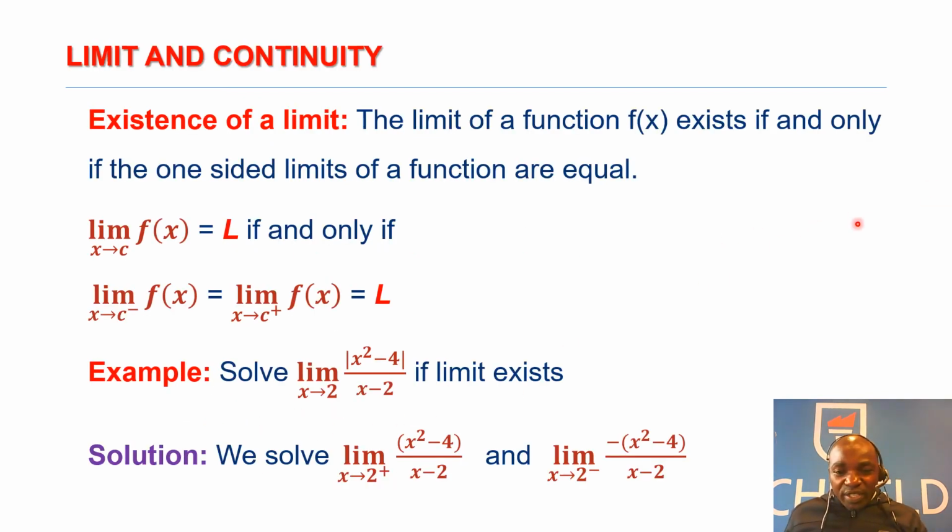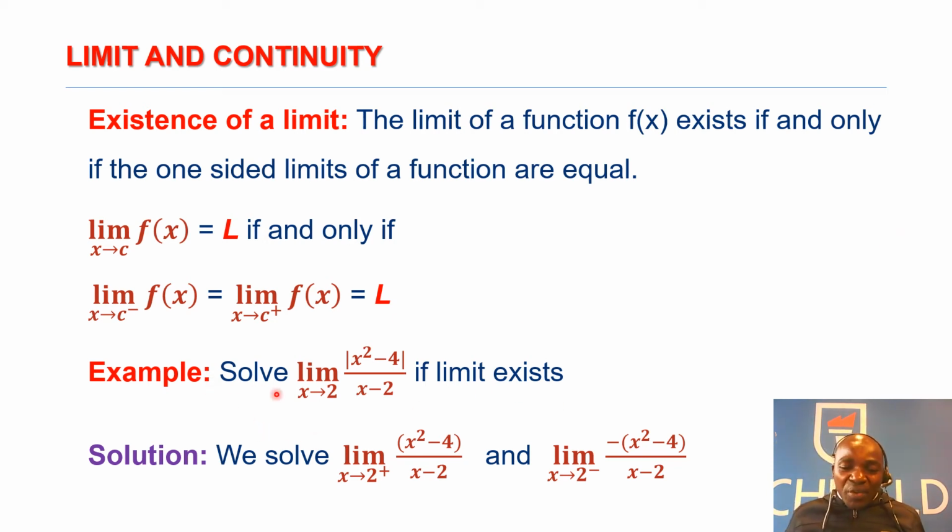Limit and continuity. The limit of a function f(x) exists if and only if the one-sided limits of the function are equal. In other words, it simply means the limit of f(x) exists if the approach of f(x) towards a particular value of x from the left side is equal to the approach of f(x) towards that particular value of x from the right side. When these two approaches give us the same value of y, which is the limit, then you can say the limit of that function exists.